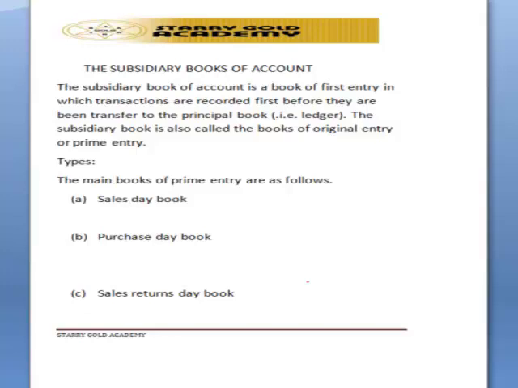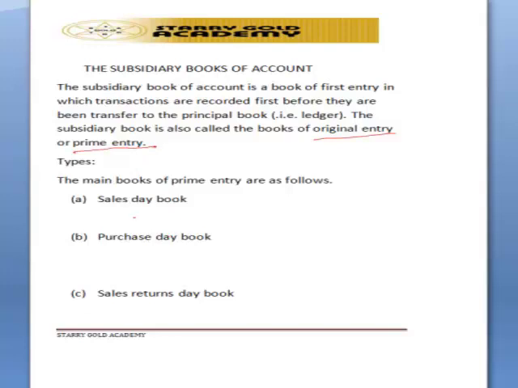The subsidiary books of account are books of first entry in which transactions are recorded first before being transferred to the principal book. And the principal book here is the ledger. So the subsidiary books are also called the books of original entry or books of prime entry.